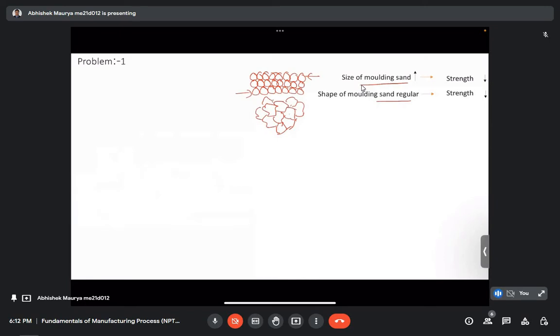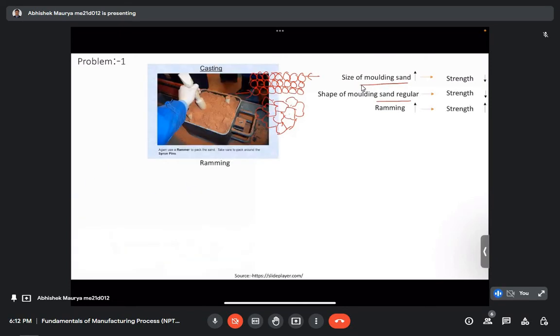Also, strength of mold depends on the degree of the ramming. So this is the ramming process. Basically, the molding sand is compacted. This is the ramming tool.